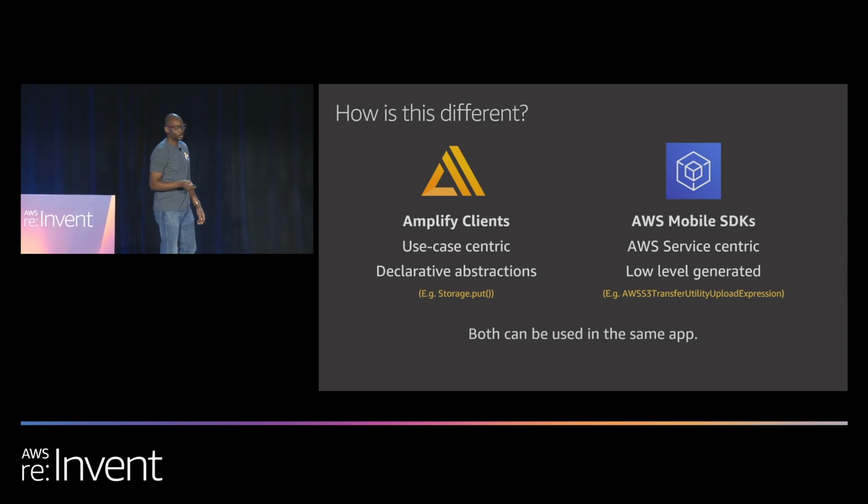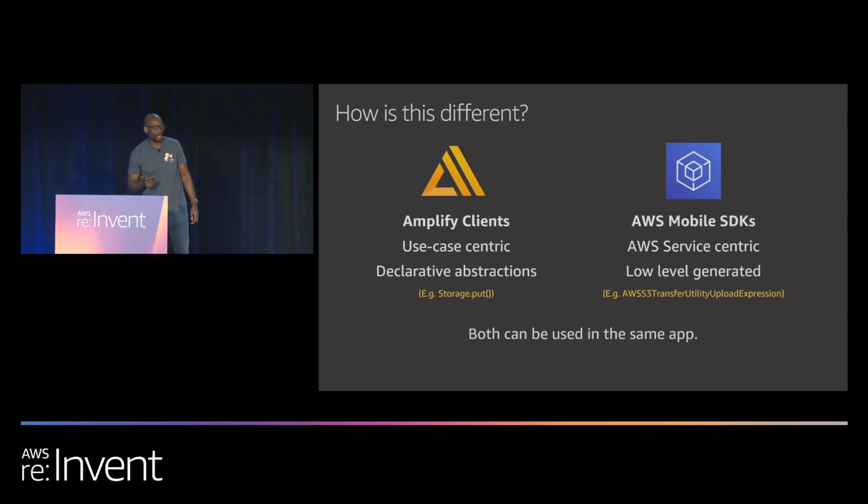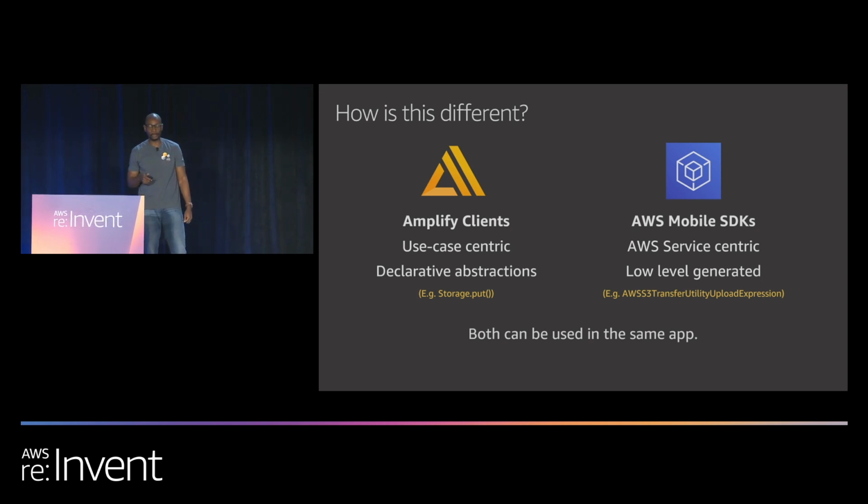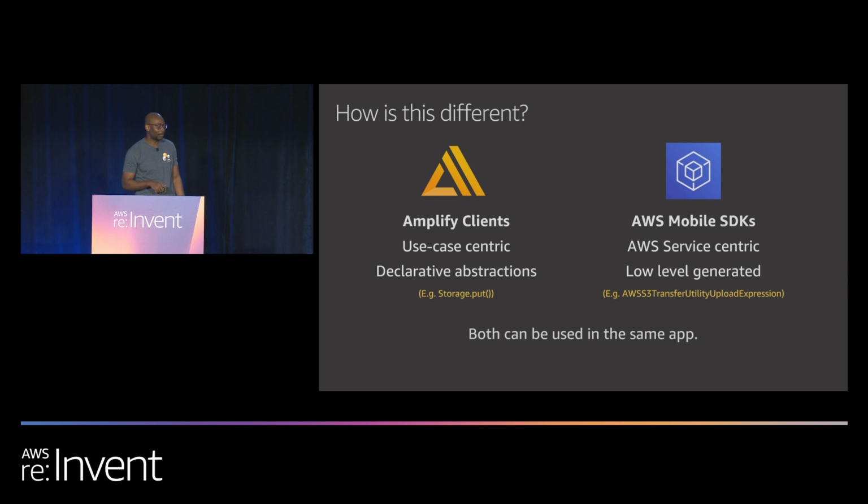So even when you use the Amplify libraries, that doesn't mean that there's not a place for the SDK. You may have something really specific that needs to be done that cannot be covered by the Amplify library. So you should feel comfortable mixing and matching the Amplify library with the AWS Mobile SDK, and using the SDK as an escape hatch or to do something specific that is not covered by the library.